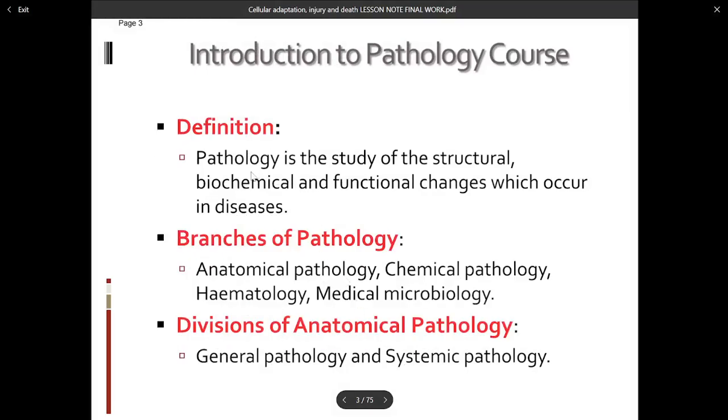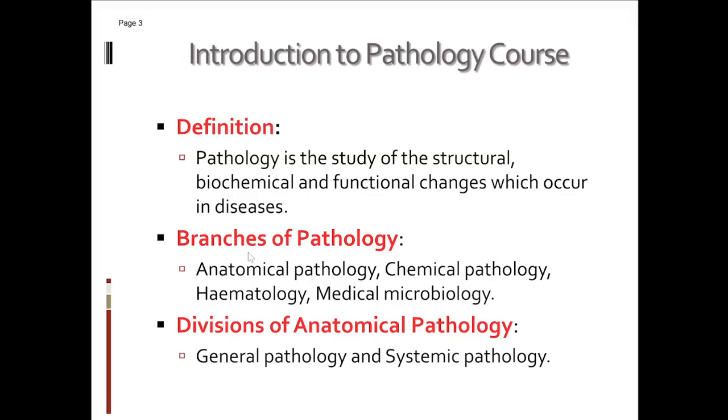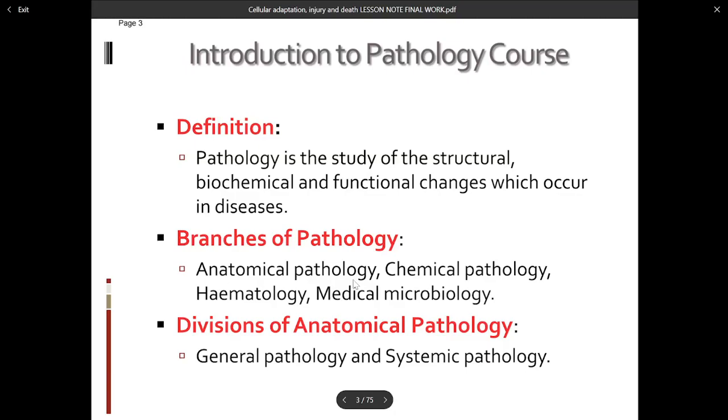Now, definition of pathology. Pathology is the study of structural, biochemical, and functional changes which occur in diseases. Now, there are several branches to pathology. It has four main branches, and these branches include anatomical pathology, chemical pathology, hematology, and medical microbiology.